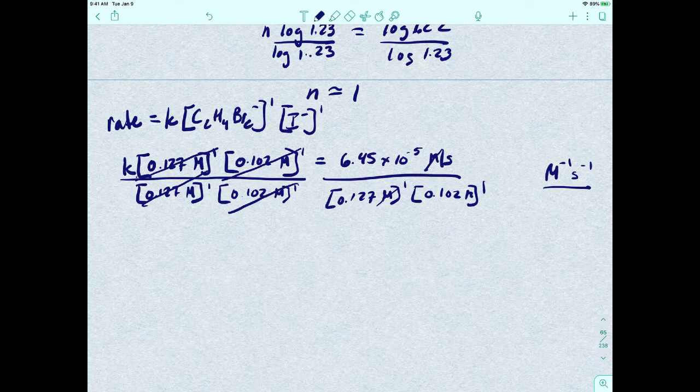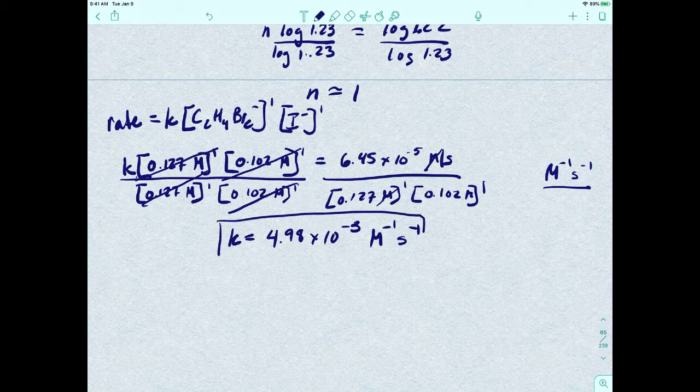All right. So if we take 6.45 times 10 to the minus fifth divided by the product of 0.127 raised to the first times 0.102 raised to the first, that should give us for k, 4.98 times 10 to the minus third, molar to the minus first, second to the minus first. And there you go. That's part B. What is the rate constant?